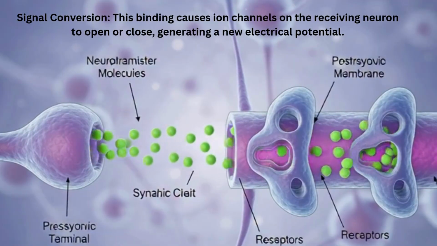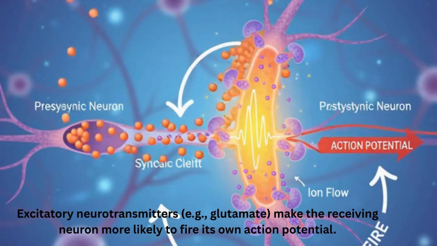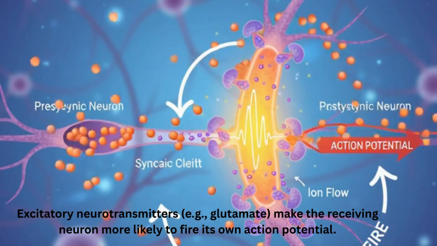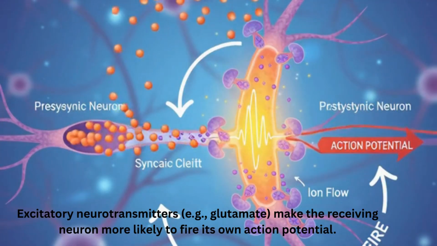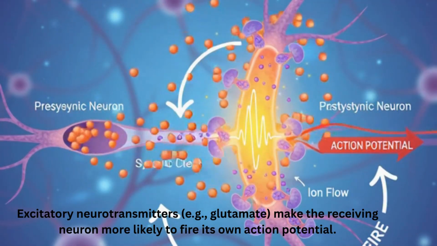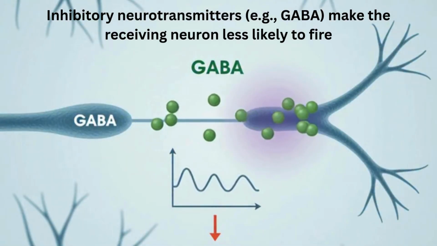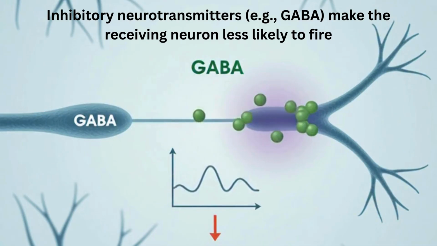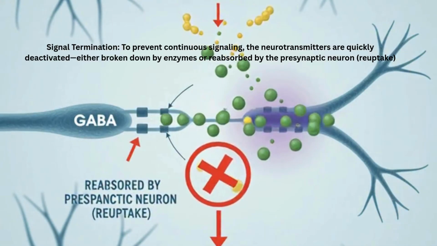electrical potential. Excitatory neurotransmitters, e.g., glutamate, make the receiving neuron more likely to fire its own action potential. Inhibitory neurotransmitters, e.g., GABA, make the receiving neuron less likely to fire.